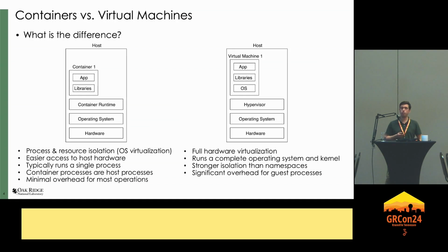When you compare a container-based system to a virtual machine, virtual machines have full hardware virtualization. This means that you're going to need to run a complete operating system with its own kernel inside the virtual machine. This provides very strong isolation compared to the kind of isolation that containers use. And because of this, there can potentially be significant overhead for guest processes and applications.